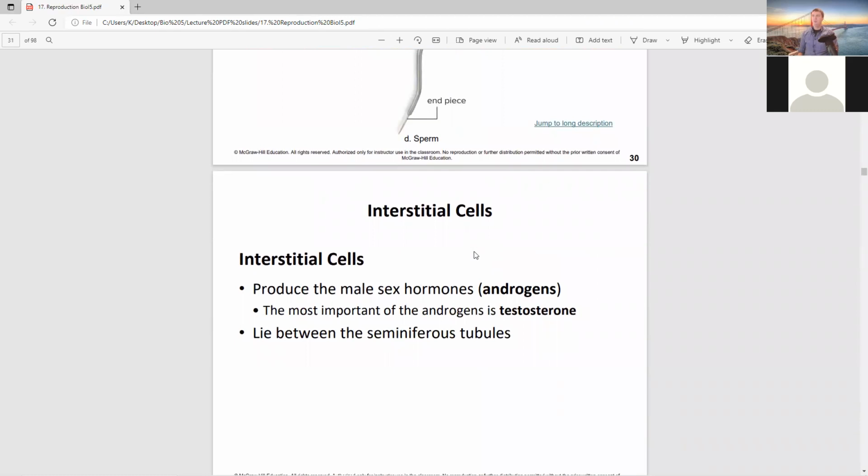So interstitial cells produce the male sex hormones, or androgens. The most important of the androgens is testosterone, and these cells lie between the seminiferous tubules.